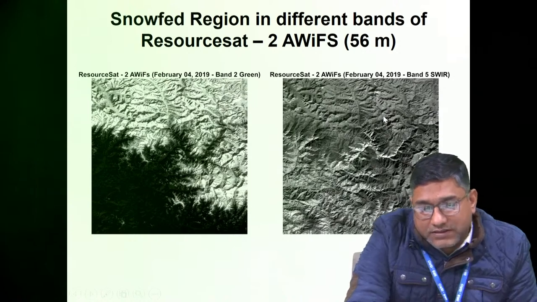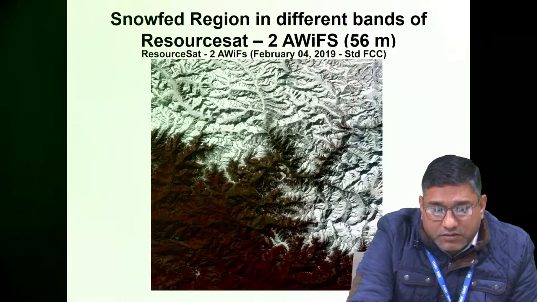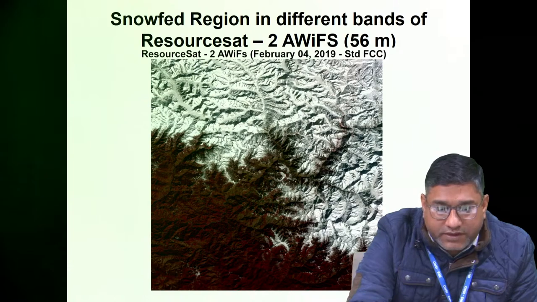So using this kind of technique, we can identify snow in the remote sensing data. So this is how the false color composite of this 56 meter AVS data will look, and you can visually analyze where is the snow, where is the vegetation, and other land features.